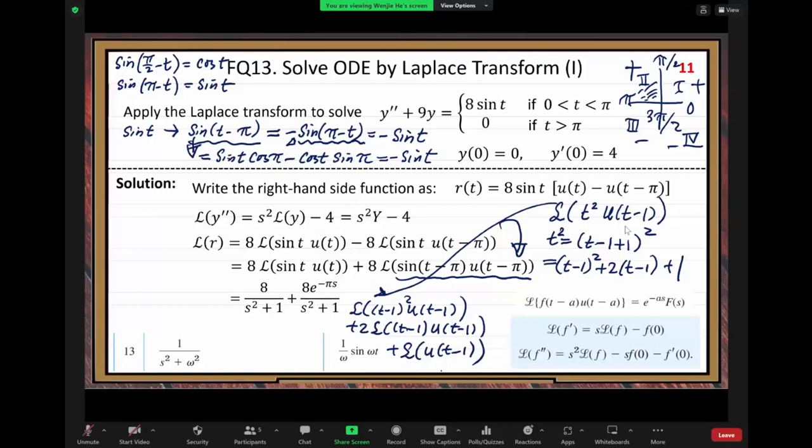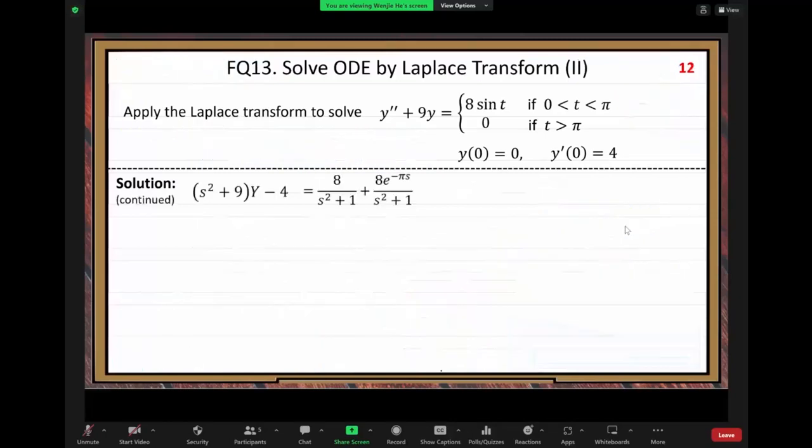Here, similar, but we do sine. So this question, we need to solve for capital Y. Next, you can see that after that we need to do the inverse of Y. Still a lot of work.